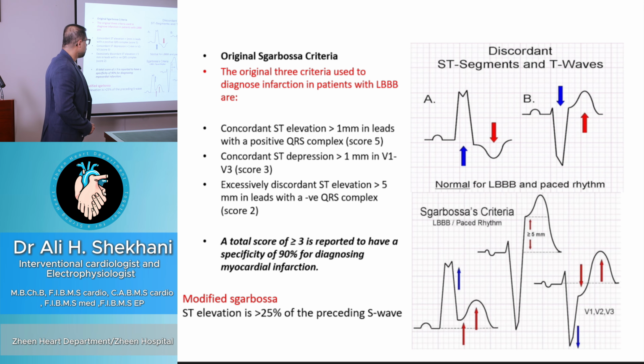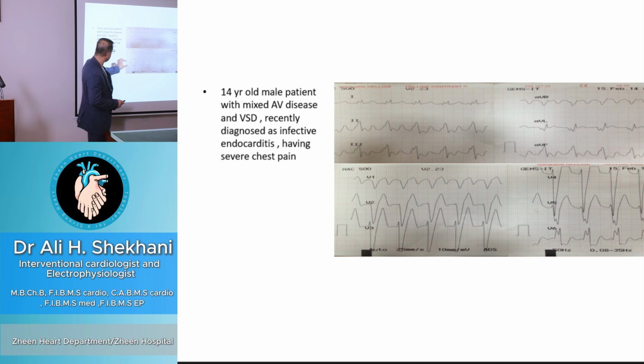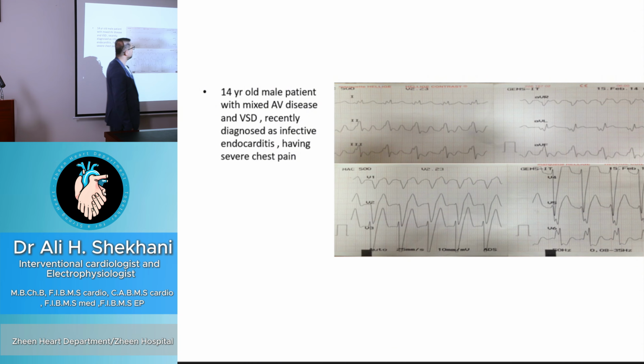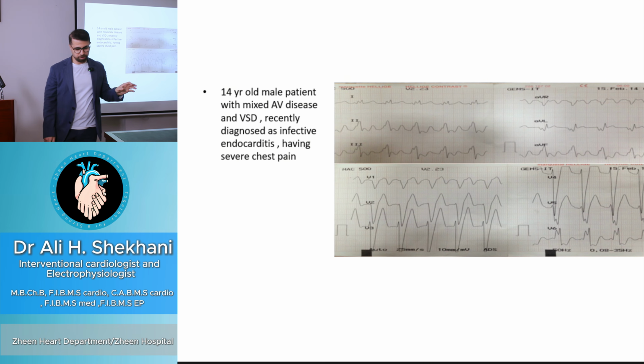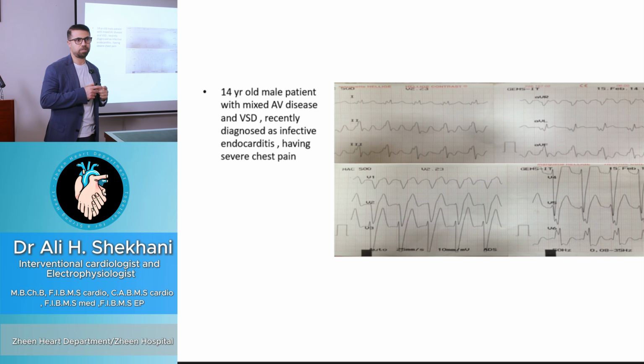If we come back to our patient, you can appreciate there is more than 5 millimeters of ST segment elevation in the discordant lead, and also there is ST elevation in the concordant lead, more than 1 millimeter. And unfortunately, the patient suffered from acute myocardial infarction secondary to vegetation in the aortic valve.